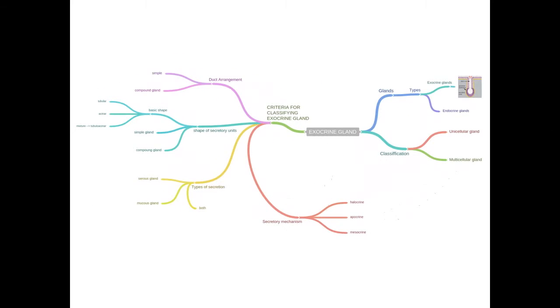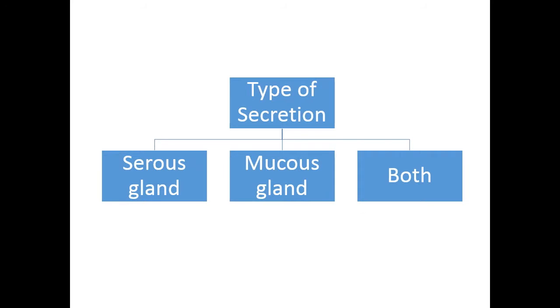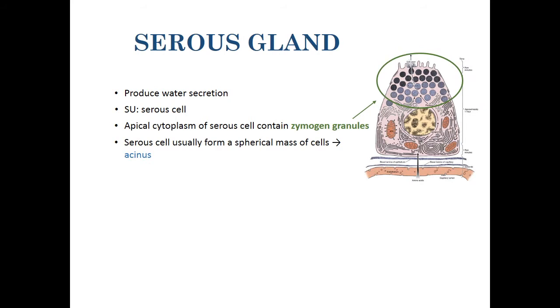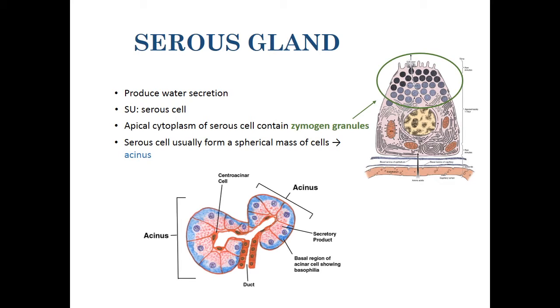Next, we are going to talk about types of secretion. Types of secretion can be divided into three: serous gland, mucous gland, and both. Serous gland will produce watery secretion. The secretory unit will be serous cell. Apical cytoplasm of the serous cell will contain zymogen granules. Serous cell will form a spherical mass of cells called acinus.